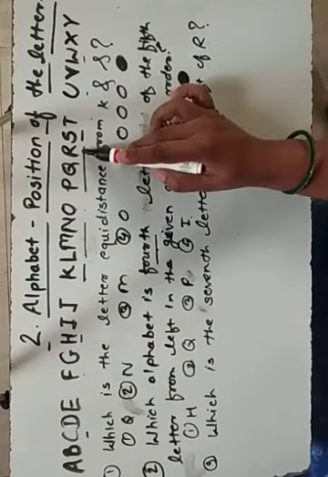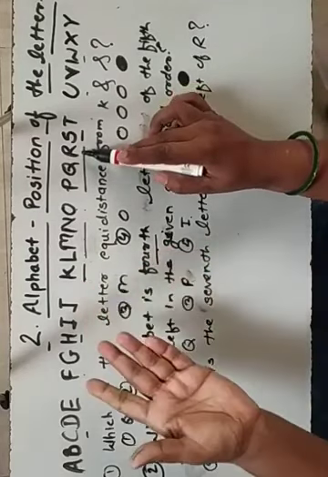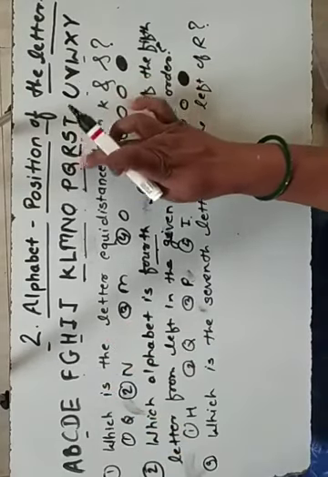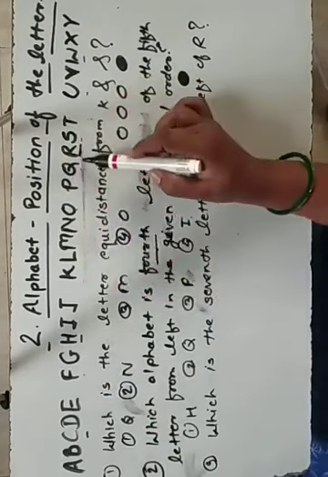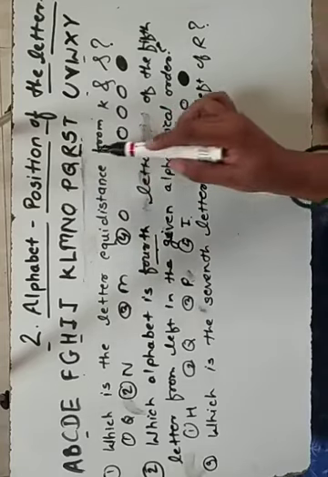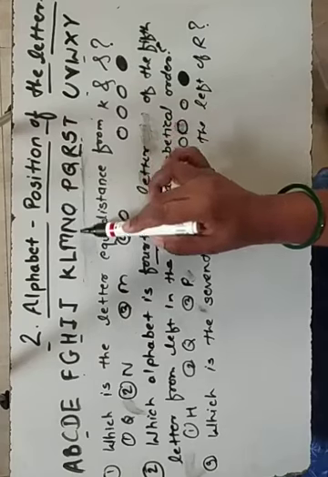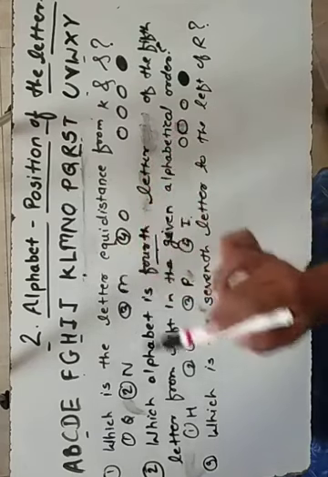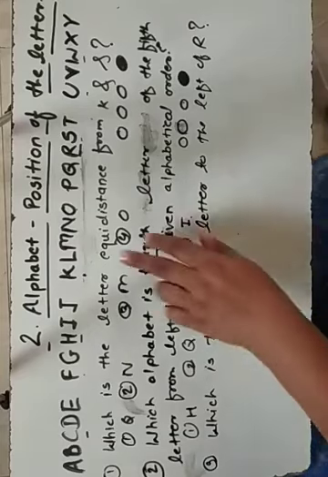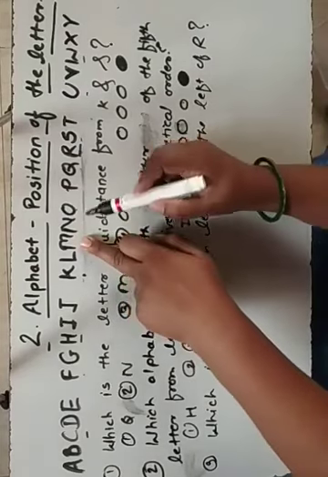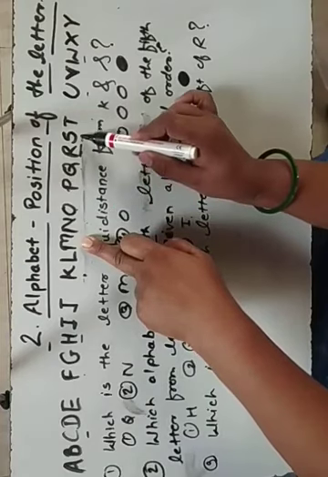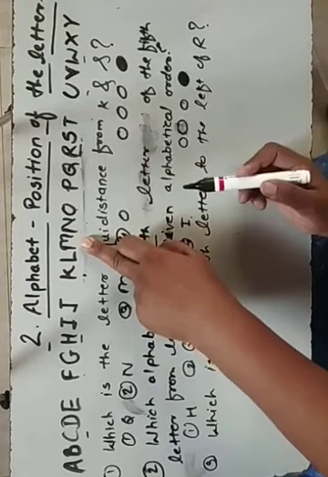So R is here. From this side, the left side, we have to find the seventh letter. So 1, 2, here is the position of R. Which is the seventh letter to the left of R? So R is here, 1, 2, 3, 4, 5, 6, 7. So which is the answer? K will be the answer. In this type, which is the 8th letter from M, to the right side of N, M. So on the right side of M we have to find the letter: 1, 2, 3, 4, 5, 6, 7, 8. So U will be the answer.